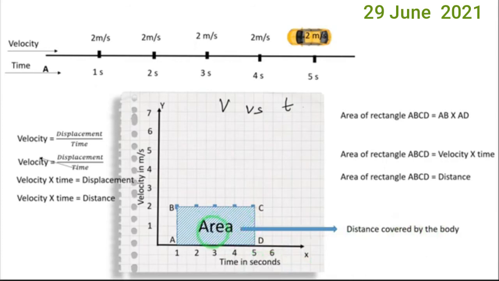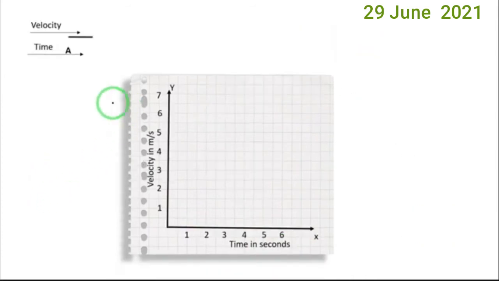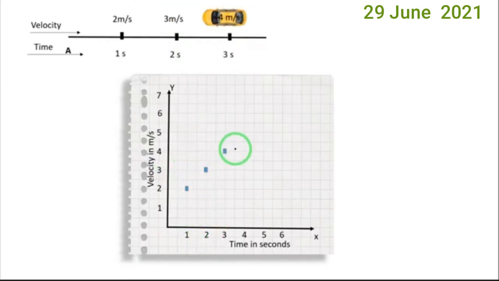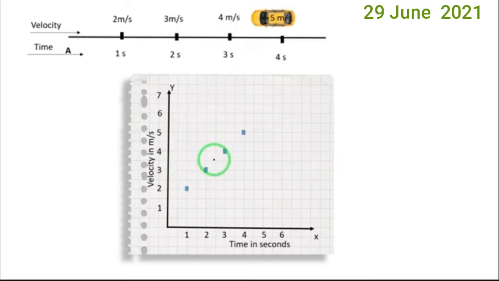Now let us take another example. On the same graph we shall try to draw another example, this time where velocity is changing. For the first second velocity is 2 meter per second. Second second velocity is 3 meter per second. Yes, this is correct because it's 3 meter per second here for the second. Third second velocity is 4 meter per second, fourth second 5 meter per second, fifth second 6 meter per second.